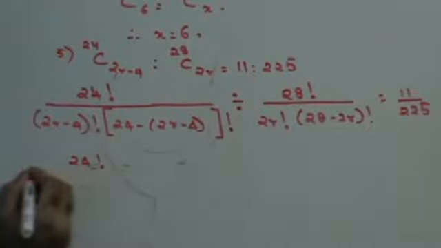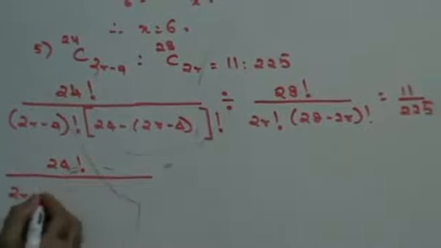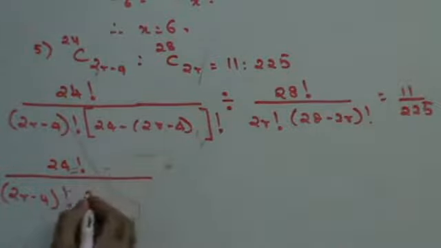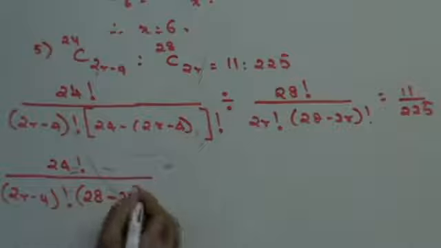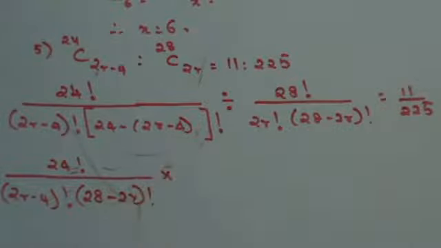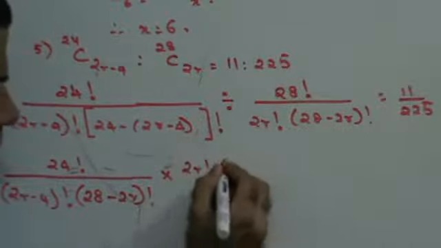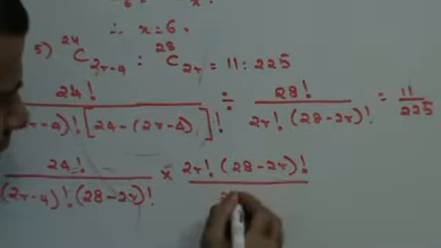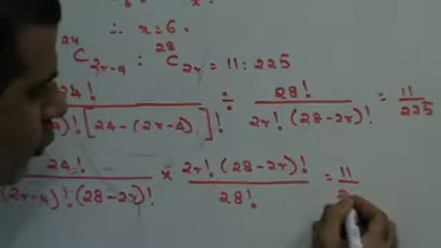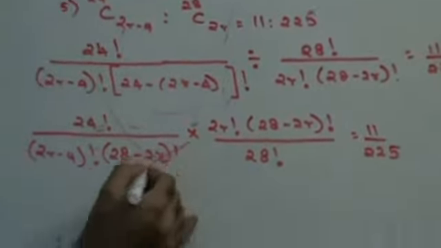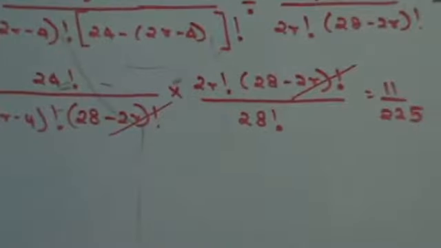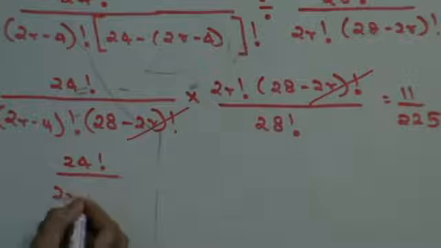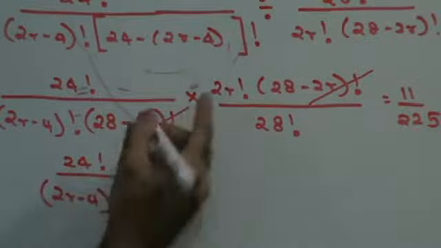This is 24 factorial upon (2r minus 4) factorial. When I open this bracket, minus into minus will give you plus, so that will give you (28 minus 2r) factorial. Division changes to multiplication, so this will become 2r factorial into (28 minus 2r) factorial upon 28 factorial is 11 upon 225. (28 minus 2r) factorial gone. 24 factorial upon (2r minus 4) factorial into 2r factorial.